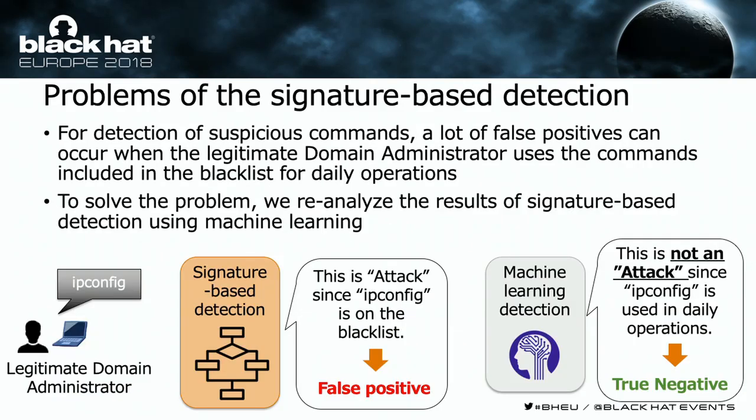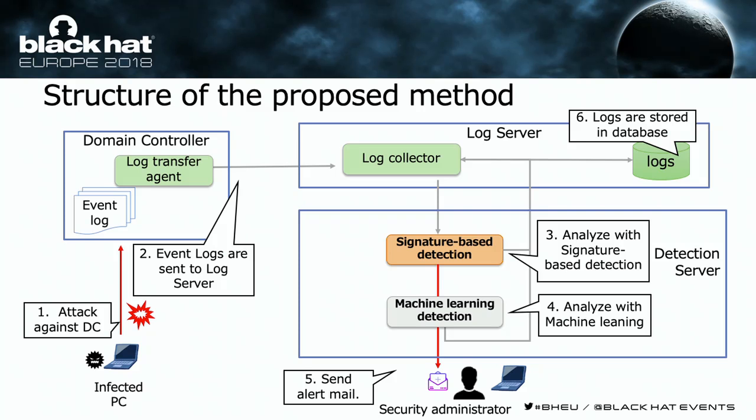So this is the problem of signature-based detection. We have a blacklist of some Windows commands. For instance, ipconfig is one of the commands in the blacklist. So if a legitimate domain administrator uses ipconfig in their operations, signature-based detection flags it as an attack because ipconfig is included in the blacklist. On the other hand, machine learning can detect that it is normal because ipconfig is used in daily operations.